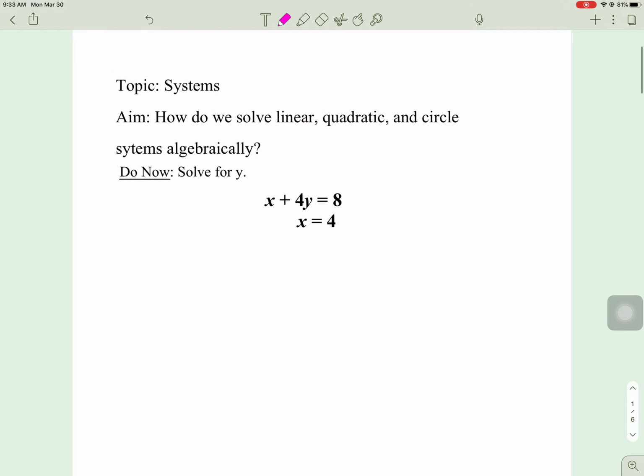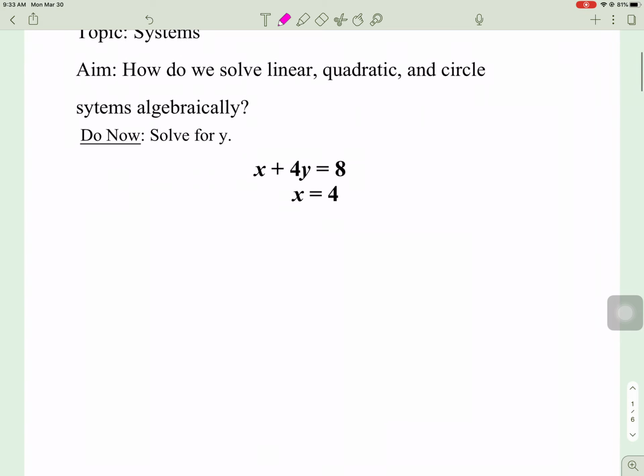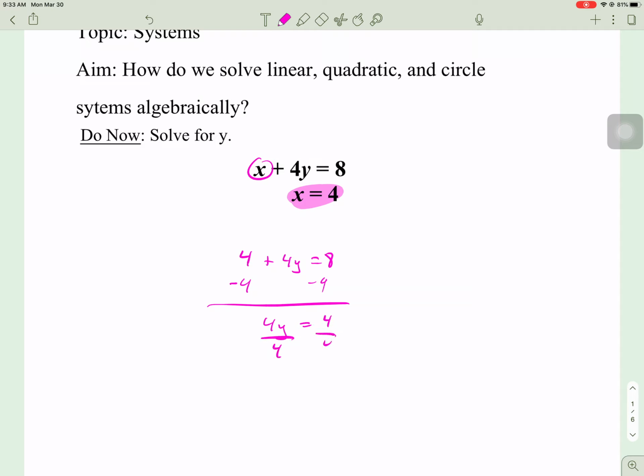So let's just do a couple of these together and then I'll let you guys work on some. So solve for y. x plus 4y equals 8 and x equals 4. Well, since x equals 4, we can substitute that in for x. So we get 4 plus 4y equals 8. 4y equals 4. y equals 1. Done.